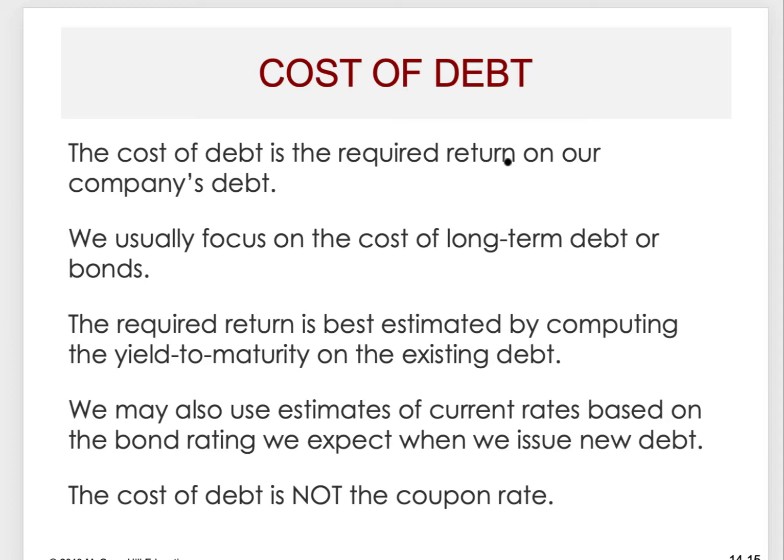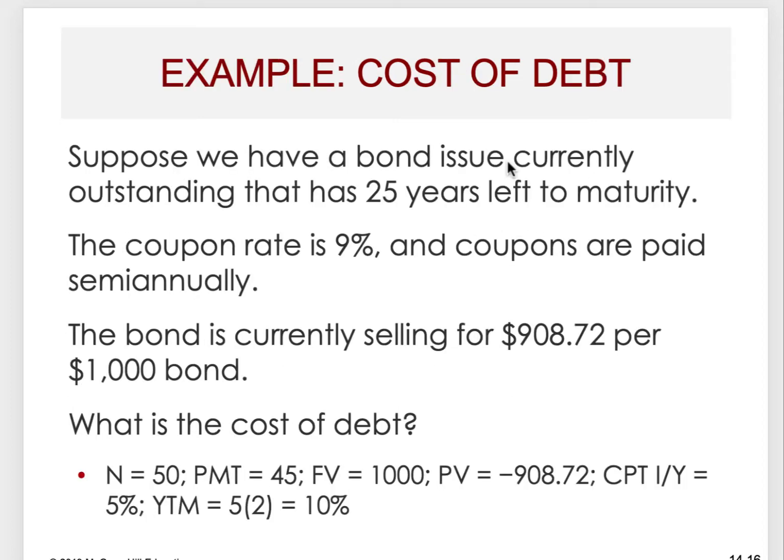So again, we're going to determine that cost of debt to be the interest rate on new debt, and we have to find that. Again, there are two easy ways to find it. Number one, we can estimate the cost of debt using the yield to maturity on outstanding debt, or if we know the bond rating, just look it up. Pretty easy. So let's look at a quick example here.